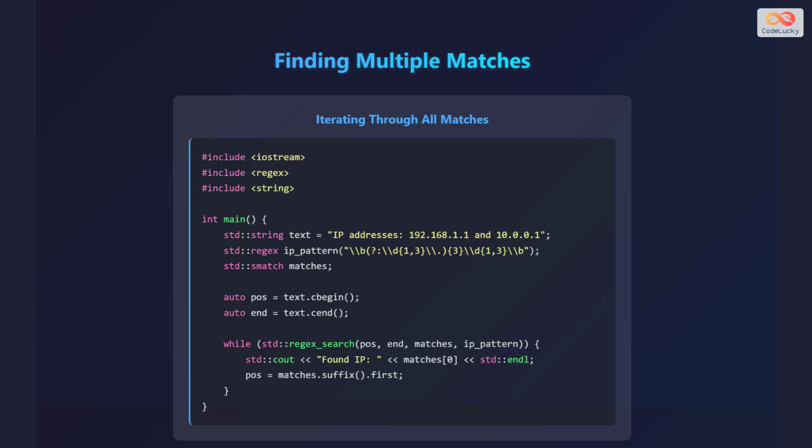Define a regular expression pattern to match IP addresses. Initialize an smatch object to store the match results. Get iterators to the beginning and end of the text. Use a while loop with std::regex_search to find each IP address in the text. Inside the loop, print the matched IP address. Update the position iterator to start searching from the end of the previous match to find the next match. This way you can extract all IP addresses from the text.